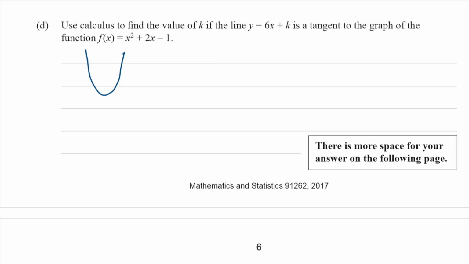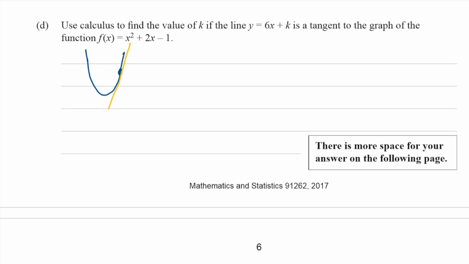Now the gradient of the tangent is 6, which tells me that on our quadratic it will have to be on the right hand side in order for it to have a positive gradient, right? Because if it was on the left it would be negative, but they've given us that the gradient is positive 6.